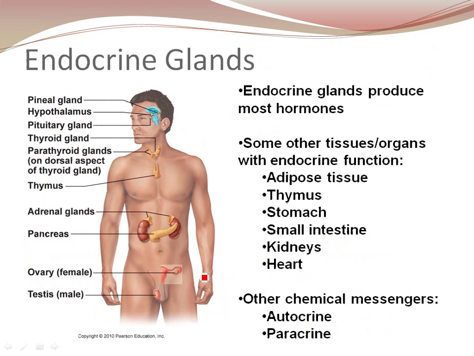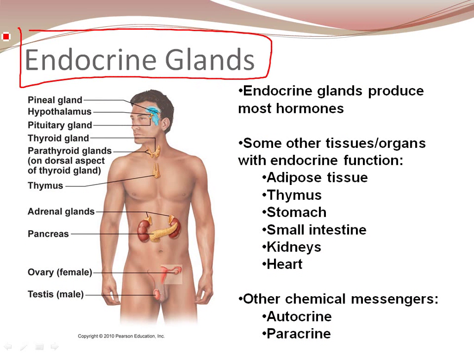So those are a couple of key differences. Now, throughout this unit, you're going to be studying the various endocrine glands within the body that produce all of these hormones, and you're going to learn about the hormones that they all produce and what they do, what effects they have on the body, how they exert their control.